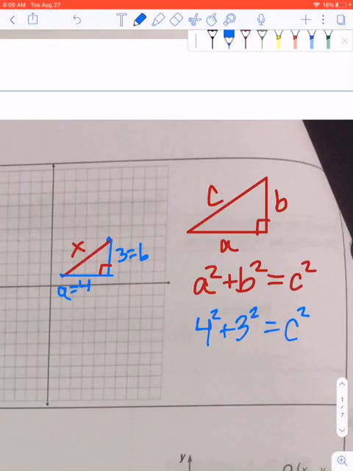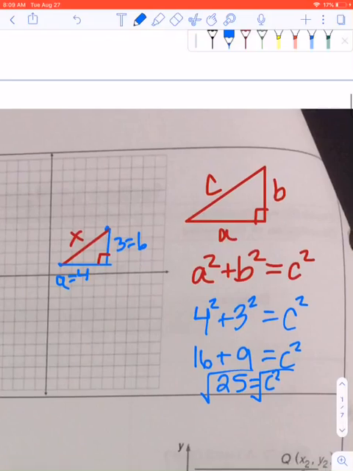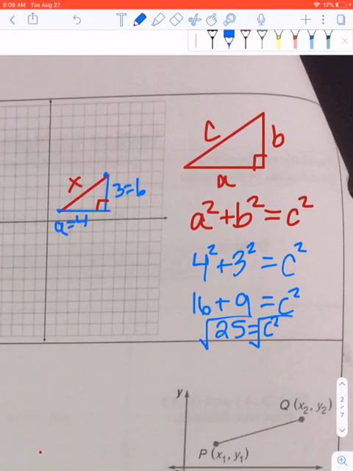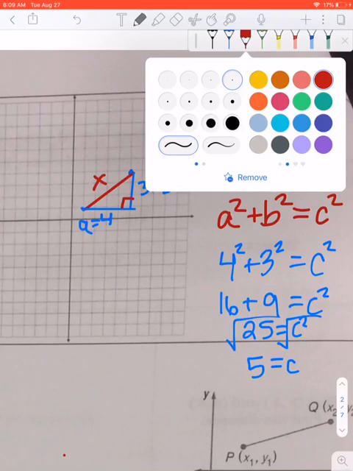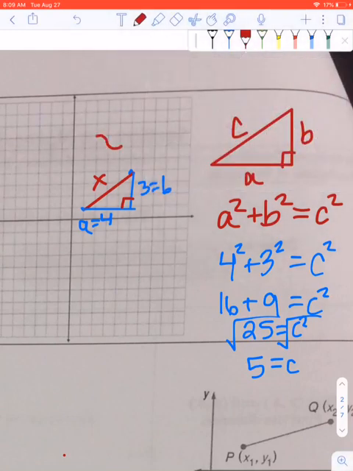Now when I square that, I get 16, 4 times 4, and 3 times 3 is 9. When I add those, we get 25. And then to solve for c, I would take the square root. Now if I could simplify that radical, I would, which I can. Square root of 25 is 5. So that tells me the length of that third side, that x, is 5. Okay? Alright, so one way is using Pythagorean theorem, using a graph.